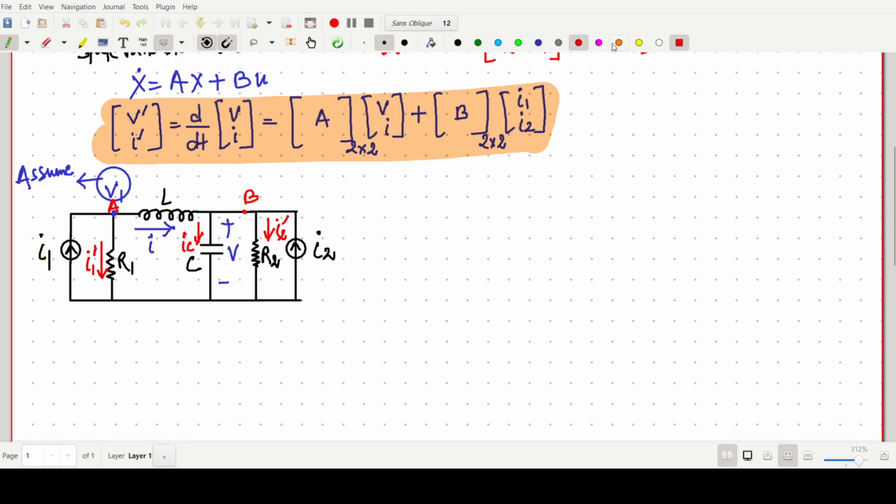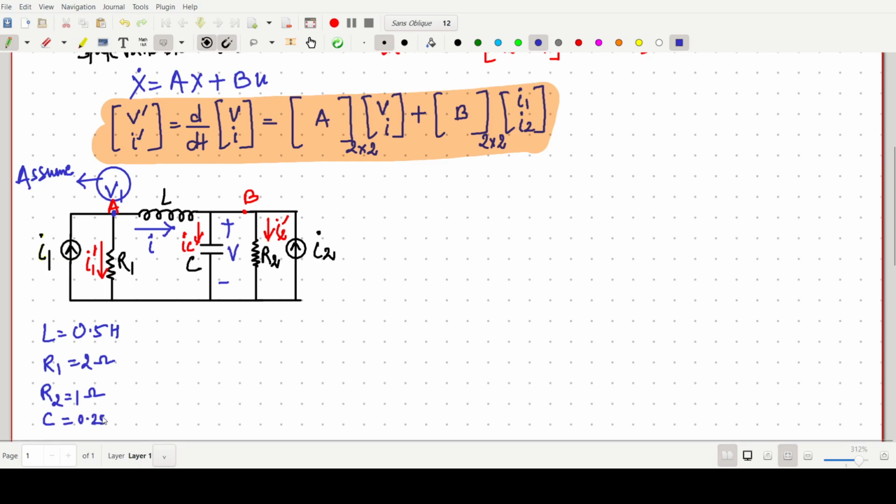Now what we have to do is apply KCL at point A. But before that, I just want to write the values. The value of L is given, 0.5 henry, and R1 is 2 ohm, R2 is 1 ohm, and C is 0.25 farad. This is known to us.